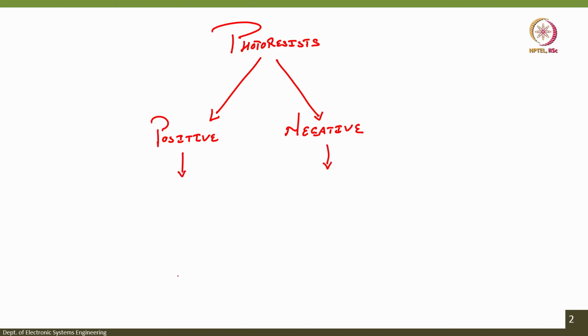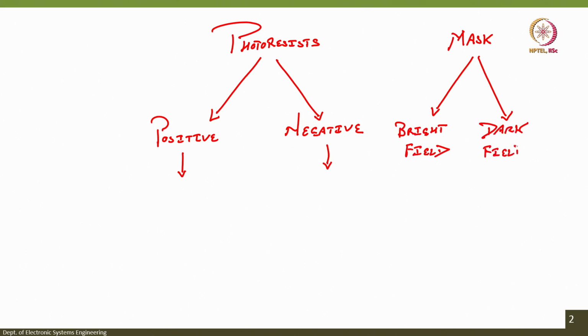Let us simultaneously understand the term called mask. Masks again are of two types, bright field mask and dark field mask. I will show you the type of mask, bright field and dark field.